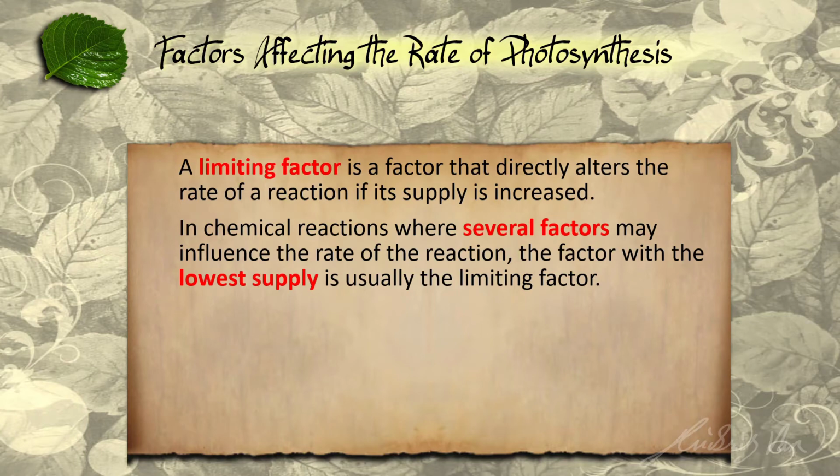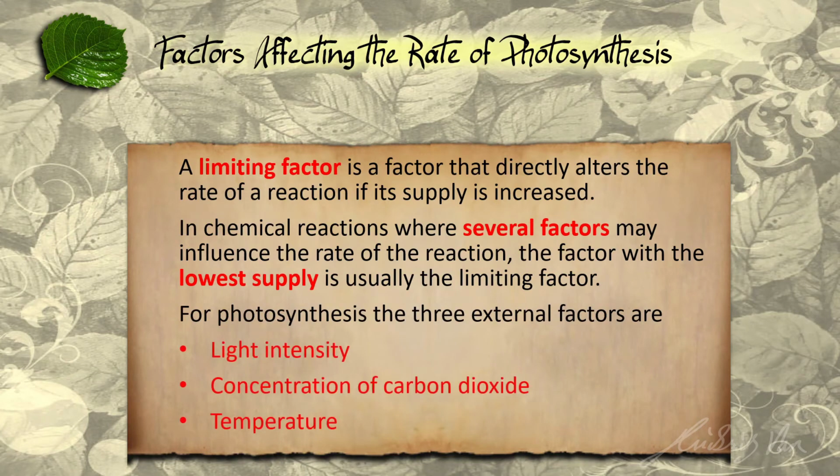So for photosynthesis, the three external factors that affect the rate will be light intensity, concentration of carbon dioxide, as well as temperature. Temperature, because photosynthesis is an enzyme-catalyzed reaction.